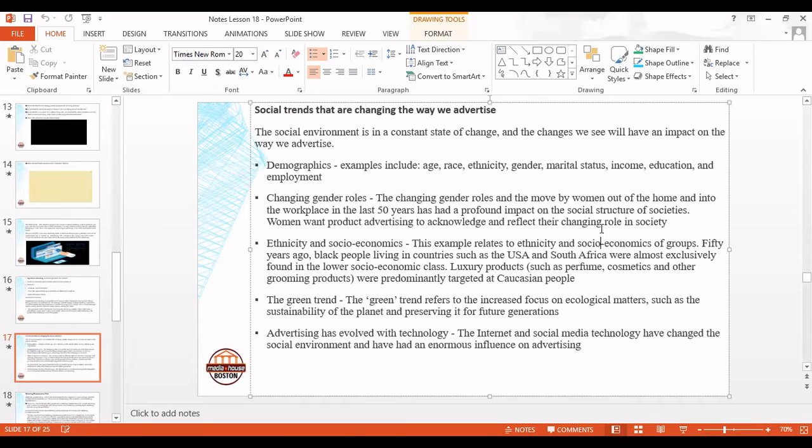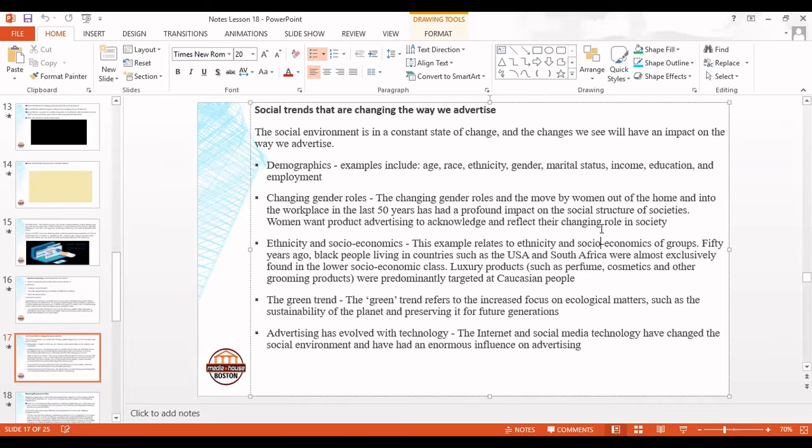Then also you need to look at ethnicity and social economics. These are trends also that impact the way we advertise. Think of 50 years ago, Black people living in countries such as United States and South Africa were almost exclusively found in the lower socio-economic class. Luxury products such as perfumes, cosmetics, and other grooming products were predominantly targeted at Caucasian people, white people. But now things have changed again.